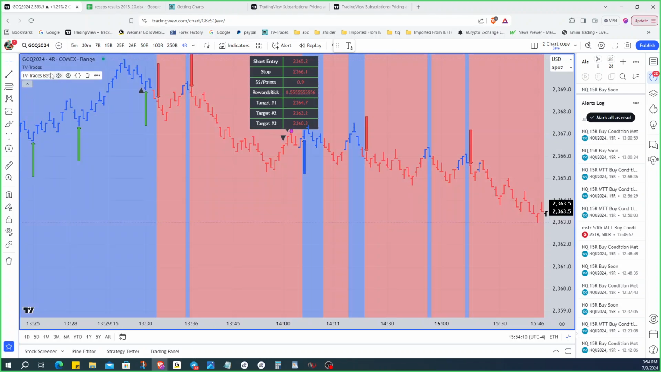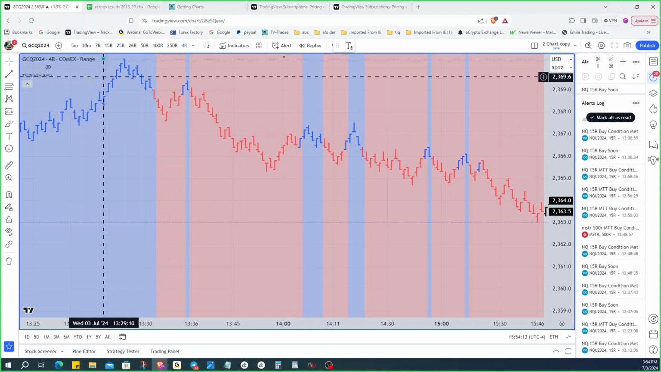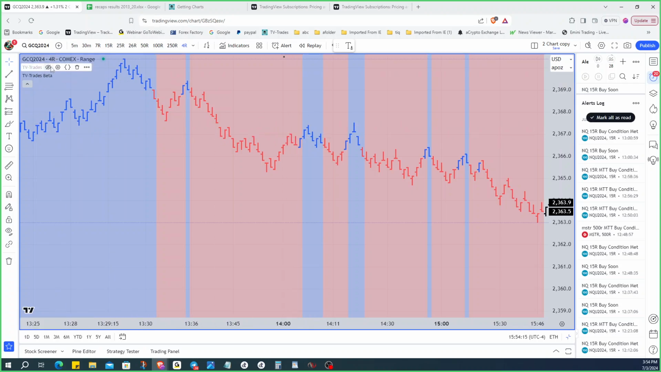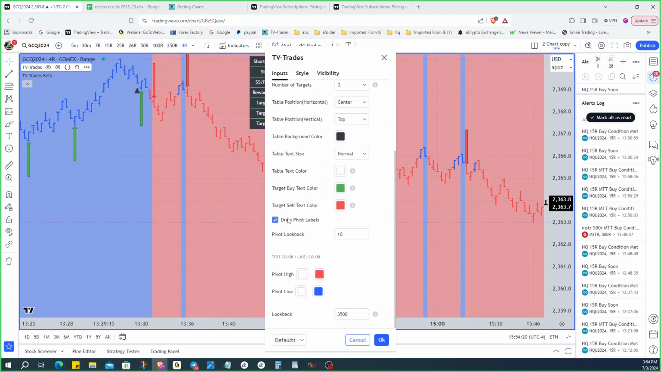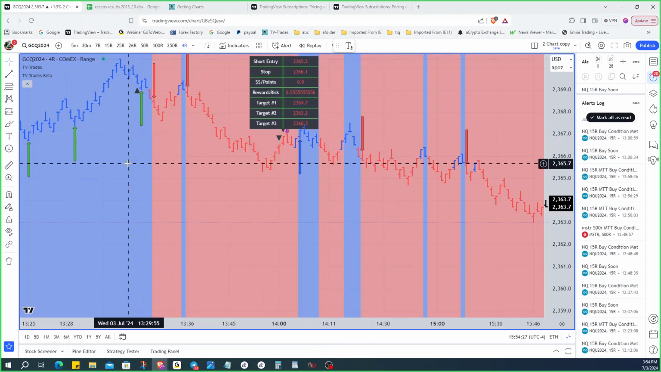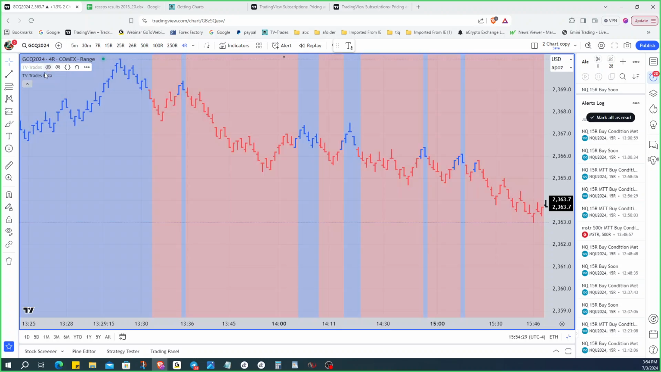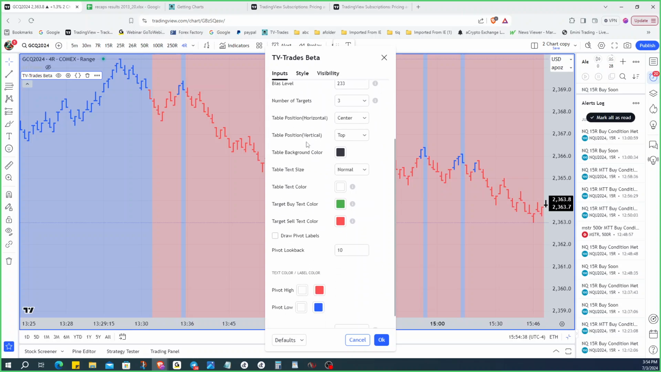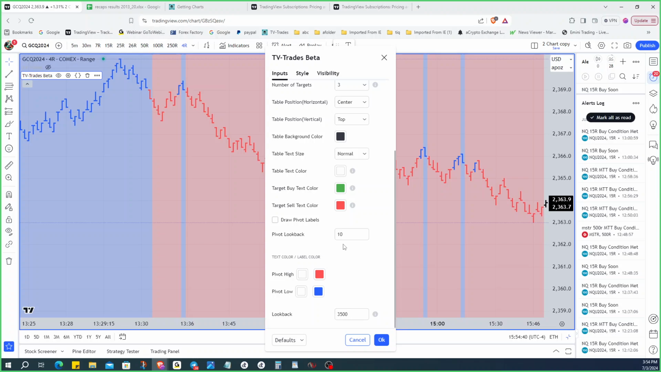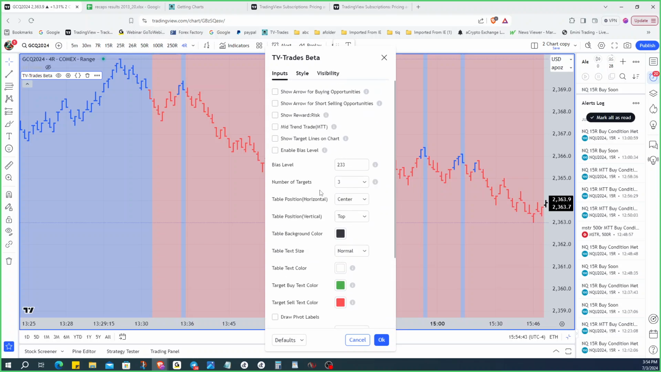Now, inside the beta, I added, well, before I go to that, inside here there's also the pivot look back. If you want to draw the pivot labels, check that box. Pivot look back is 10 by default. But inside the beta, you have all the same things in here. All the same stuff, even the draw the pivot labels and the look back and all that stuff.